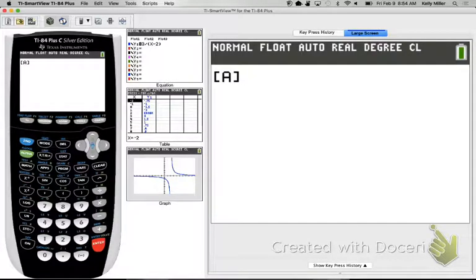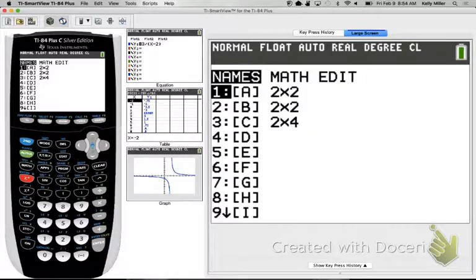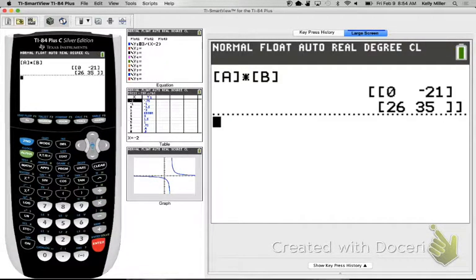Is everybody okay? And I'm going to hit times, and then I'm going to go back into matrix and select B, which is number 2. And I'll hit enter, and voila. Isn't that what we got for our first answer? 0, -21, 26, 35. I could do B times A.